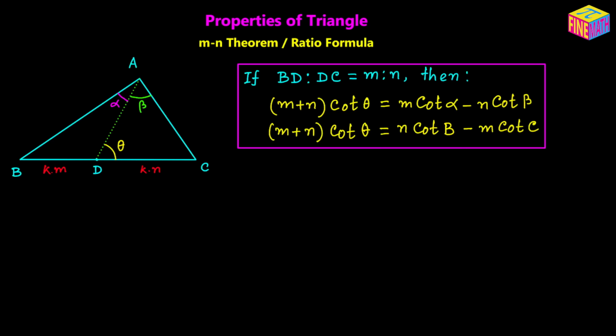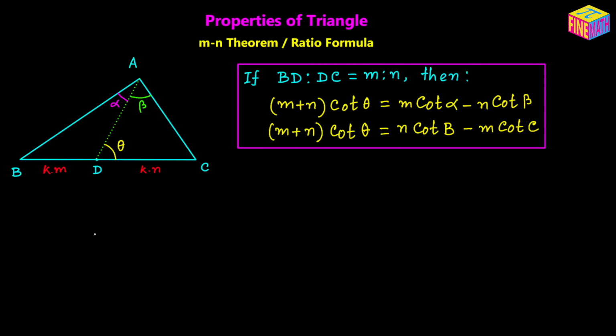is equal to m times cotangent of alpha minus n times cotangent of beta, and also m plus n times cotangent of theta is equal to n times cotangent of the B angle minus m times cotangent of the C angle. This is called the MN theorem or ratio formula. So let's get started with the proof.